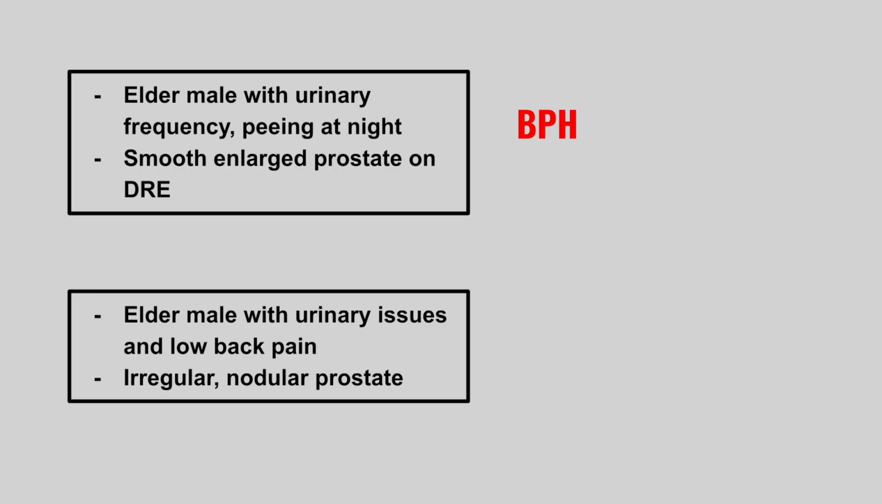Next, we compare this to a patient who's an elder male with urinary issues and low back pain. And on digital rectal exam, this patient's going to have an irregular nodular prostate. This is a prostate cancer. And they get the low back pain because prostate cancer often metastasizes to the bone. And in these patients, we have to get transrectal biopsy, and on histology, we see irregular glands, and we use something called the Gleason grade, and the higher the Gleason grade, the more poorly differentiated and worse the prostate cancer is.